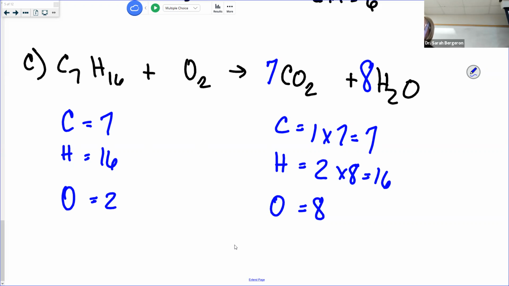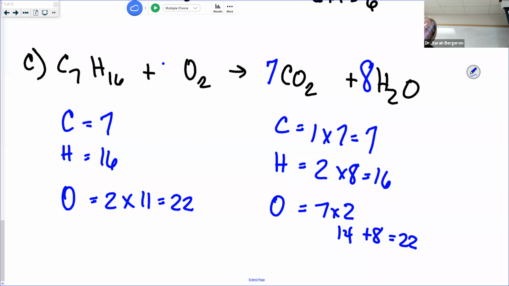What do we have? So we have 8 plus, I guess I could do it the other way. I would do it the other way. Okay, so 7 times 2 is 14 plus 8. What do we get? 22. So how do we make 2 equal 22? Times 11. Oh, that's not right. 11. 11. Okay.